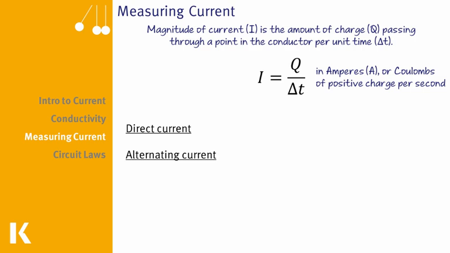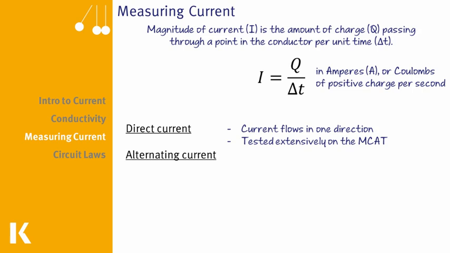On the MCAT, you will be dealing almost exclusively with direct current, where the charge flows in only one direction. You may also see alternating current. It's rare, but it could show up, and it is characterized by the direction of flow changing periodically.